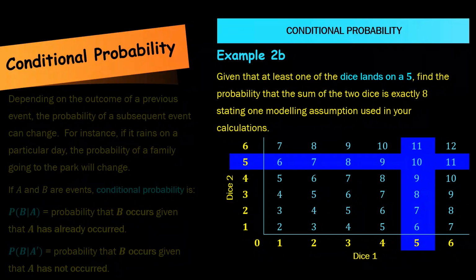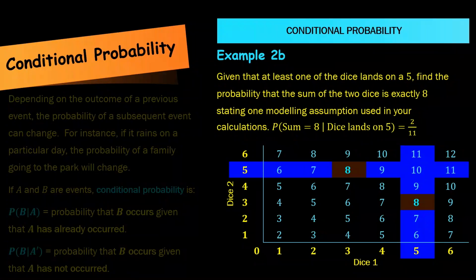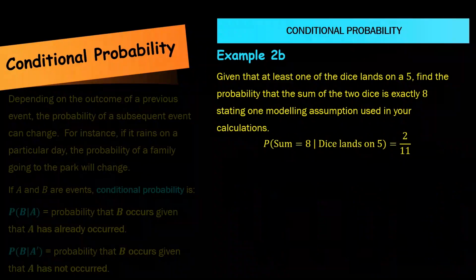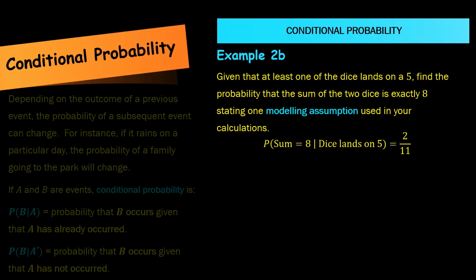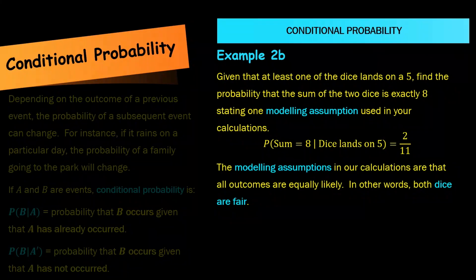And there are 2 ways in which the sum is exactly 8, given that at least one of the dice lands on a 5. So the probability that the sum equals 8, given that the dice lands on a 5, is equal to 2 out of 11. Now let's state our modelling assumption. The modelling assumptions in our calculations are that all outcomes are equally likely. In other words, both dice are fair.